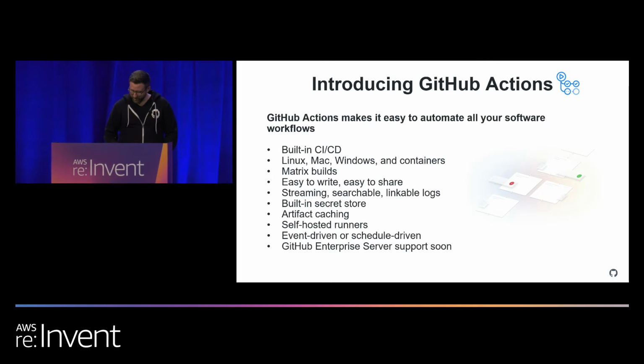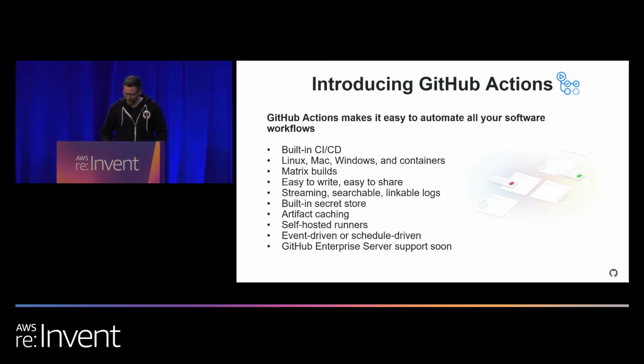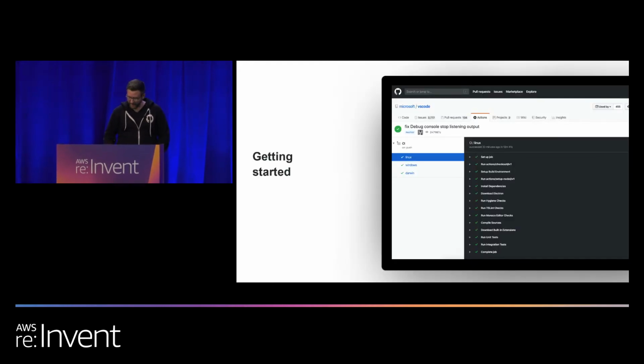So a lot of people know this as GitHub's new CI/CD tool. It offers matrix builds across many operating systems, a built-in secret store, and artifact caching. But as Steve will show you in a few minutes, it's that and a lot more. So how do you get started?